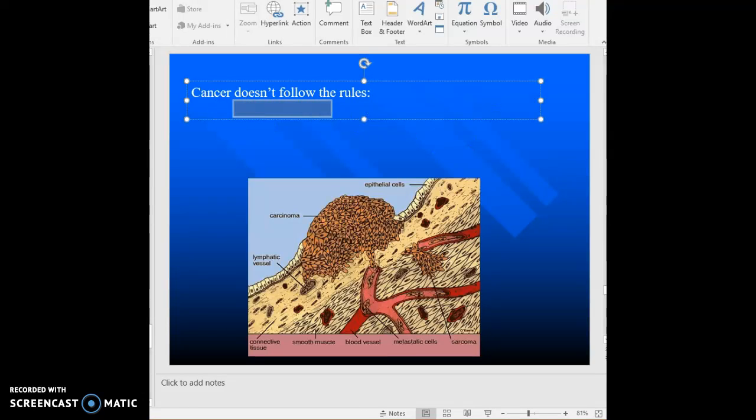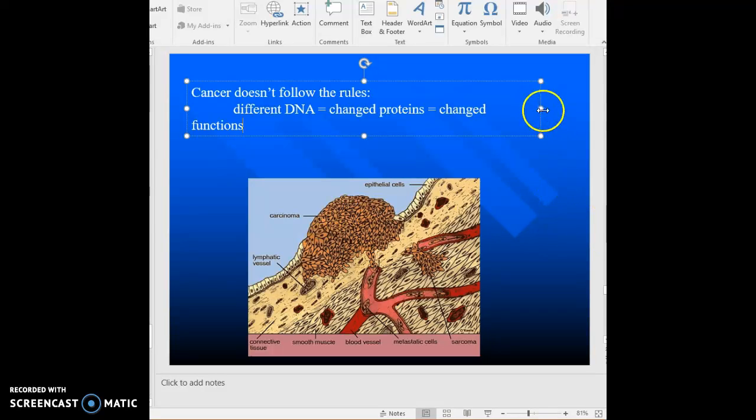Now, cancer doesn't follow the rules. Here's what it does. The reason it doesn't follow the rules is that it has different DNA. This equals changed proteins equals changed functions. So the cell's behaving differently. It's not doing what it should be doing. So that becomes, most of the time, a problem. Doesn't stop growing.